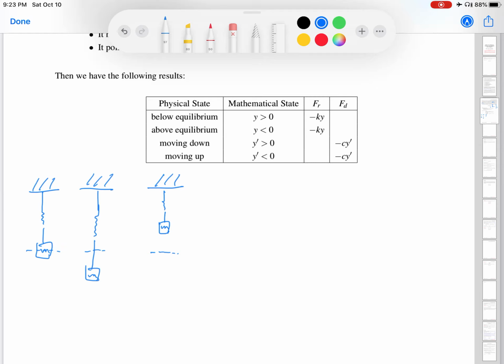So let's get back to these three diagrams. So here we are at equilibrium. Suppose I pull the mass down. So we are here below equilibrium. So that's the physical state. Now what's the mathematical state?